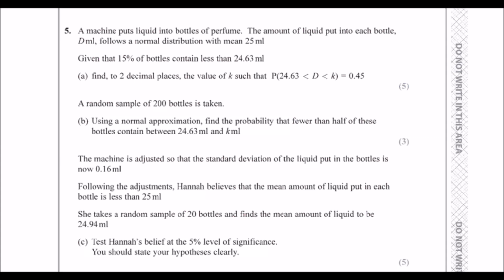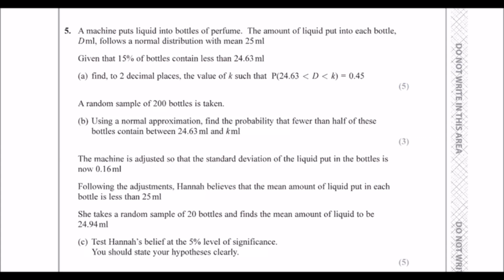Question 5. A machine puts liquid into bottles of perfume. The amount of liquid put into each bottle, d milliliters, follows a normal distribution with a mean 25 milliliters. Given that 15% of bottles contain less than 24.63 milliliters, find to 2 decimal places the value of K, such that the probability of D being between 24.63 and K is 0.45.